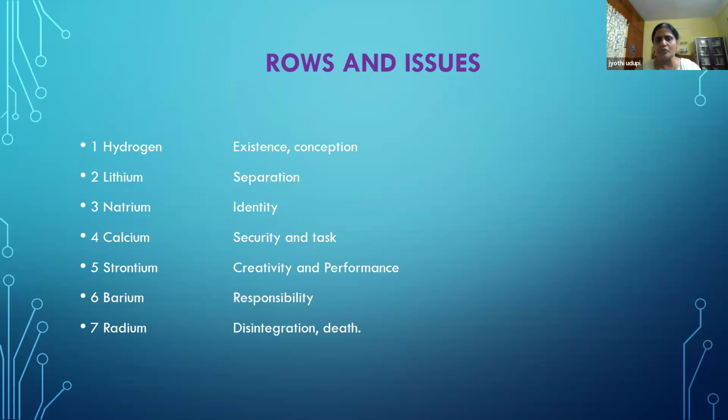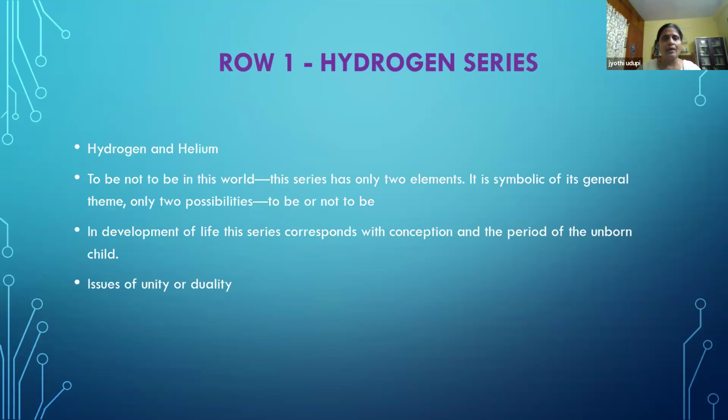So, first row is hydrogen row, existence and consumption. Second, lithium, separation. Natrium, identity. Calcium, security and task. Strontium, creativity and performance. Barium, responsibility. Last, radium, is disintegration and death. When I explain each row, I'll be taking autism and ADHD as an example to understand that series. Row 1 is the hydrogen series.